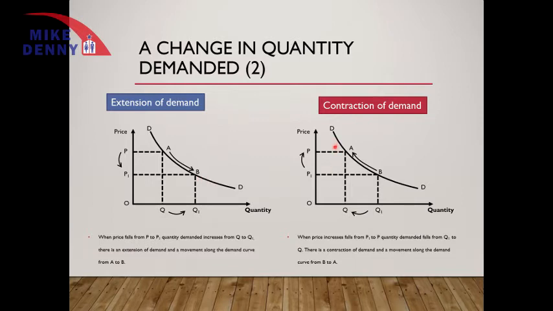On the other hand, if price were to increase from P1 to P, then we'll be moving from the point B to A, and then quantity demanded will be moving from Q1 to Q. So an increase in price from P1 to P has caused a reduction in quantity bought from Q1 to Q. This is described as a decrease in quantity demanded or a contraction of demand.